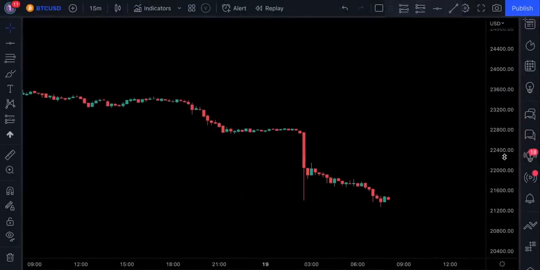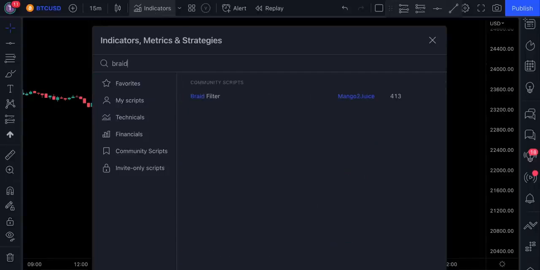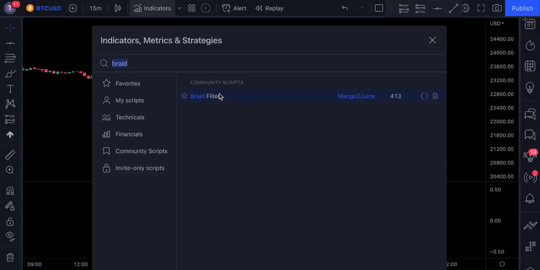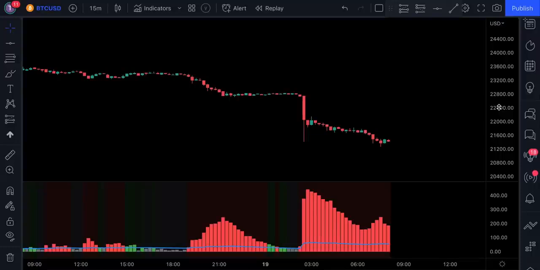Okay, here we are on Bitcoin USD on a 15-minute time frame, and the indicator I want to show you is called Braid filter. This indicator was originally designed for the MT4 platform. Make sure you save it to your collection. And right away I want to mention that this is not an original version of this indicator.